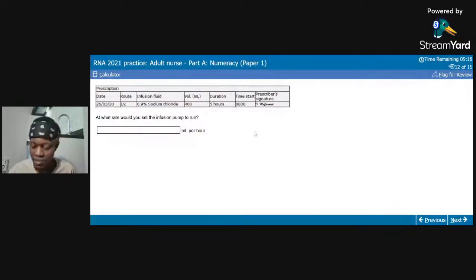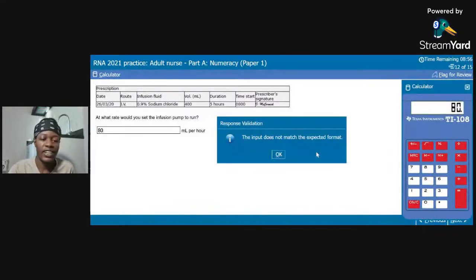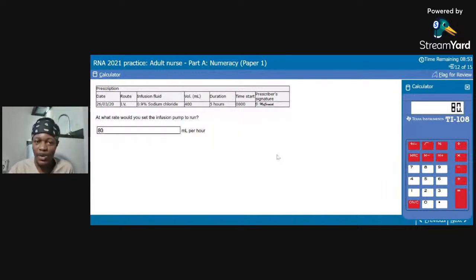Just ignore the time because there's nothing for us to write regarding that. So all we have to do is to carry this 400 and divide it by 5. That is 80 ml per hour. Oh, you see, I forgot. I wanted to put in the units, but it told me not to. So please make a conscious effort not to make that mistake as well.